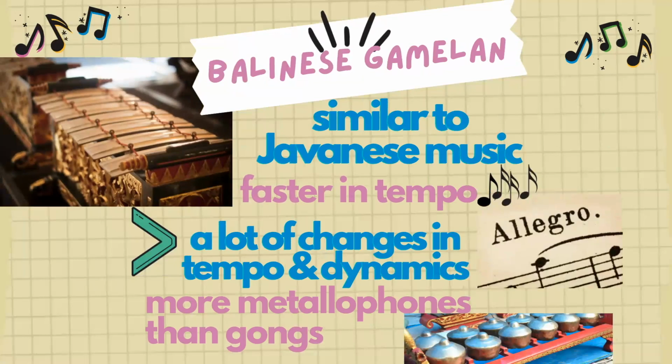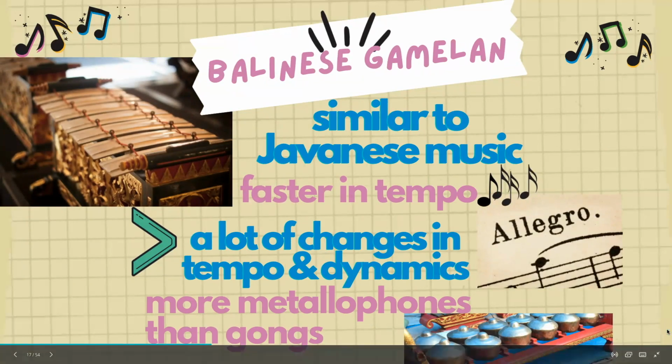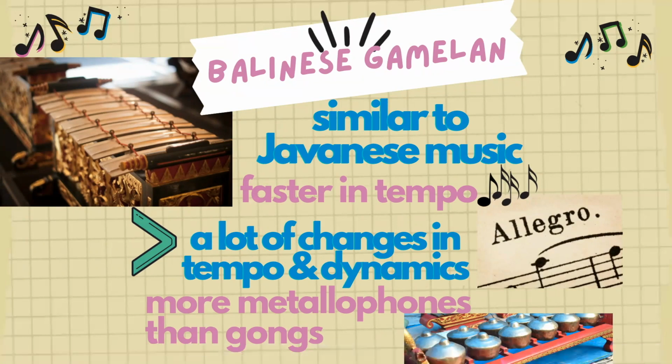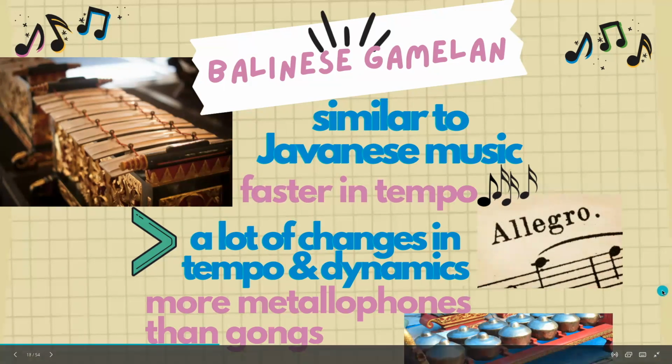Balinese gamelan is similar to Javanese music. However, it differs in terms of tempo. It is somewhat faster. There are a lot of changes in tempo and dynamics. When we say tempo, it is the rate of speed of a sound, either fast or slow, while dynamics is the loudness and softness of the sound. And it is more on metallophones than gongs.